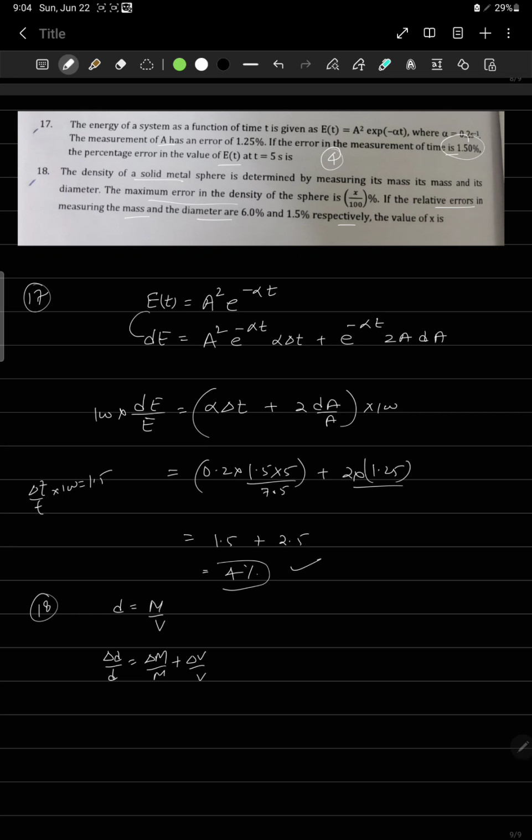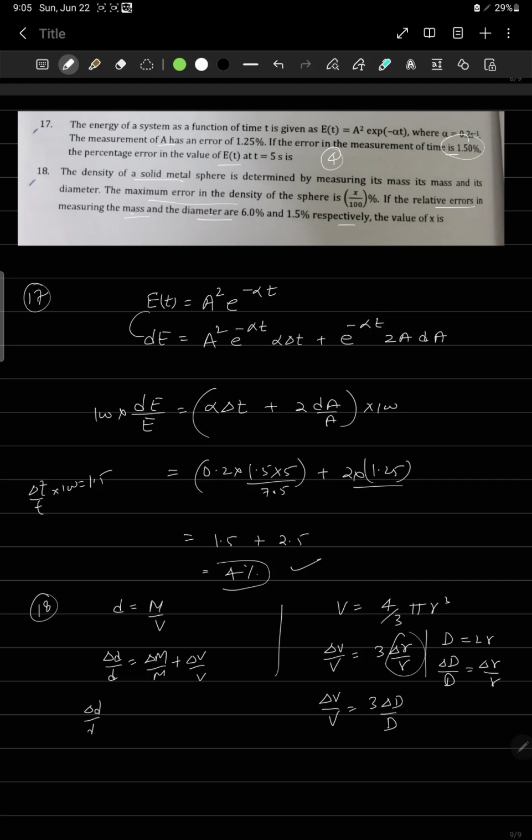The thing is we have a mass and we have a diameter, so for volume we use, what is the volume of a sphere? 4 by 3 pi r cube. So delta V by V is 3 delta r by r, right? And we have a diameter, right? Diameter is equal to 2r. Let's say capital D is equal to 2r. So delta D by D will be written as delta R by R, yes or no? So delta R by R can be replaced with delta D by D. So no change will come.